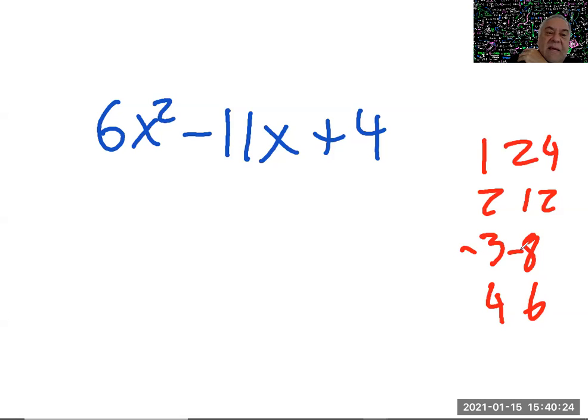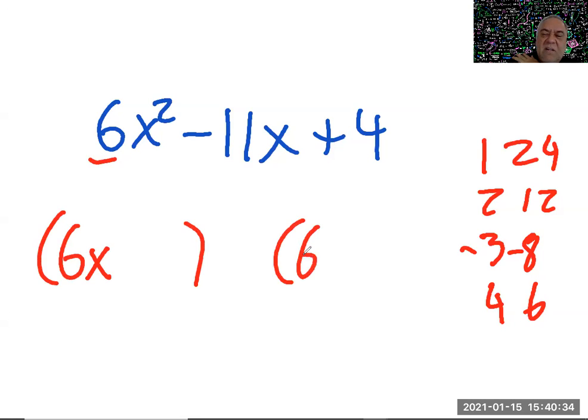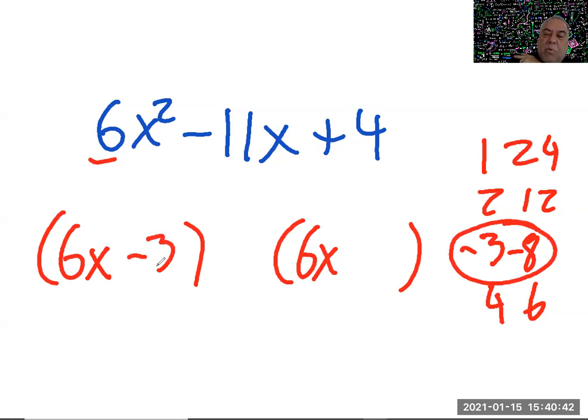Now, take this 6 and just put 6x, not 6x squared, just 6x, in 2 different parentheses. They're not connected yet. And then take this minus 3 and minus 8 and put them right in there.